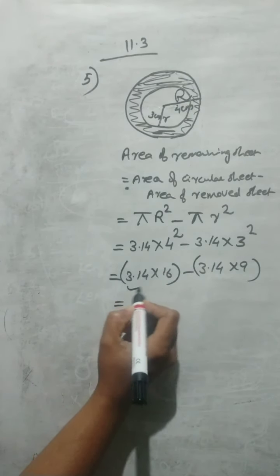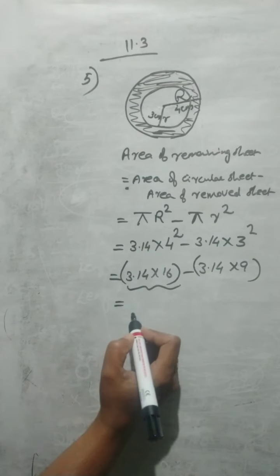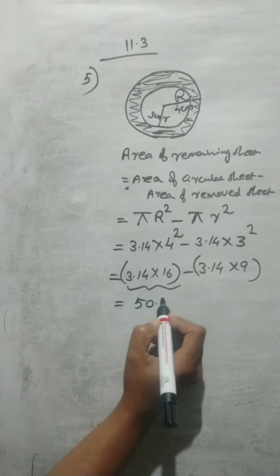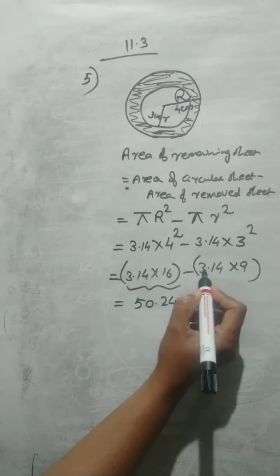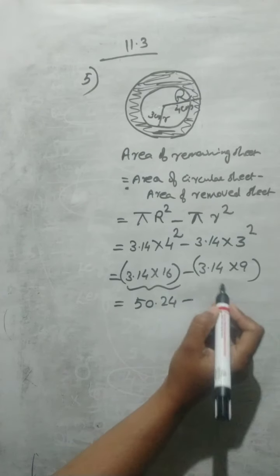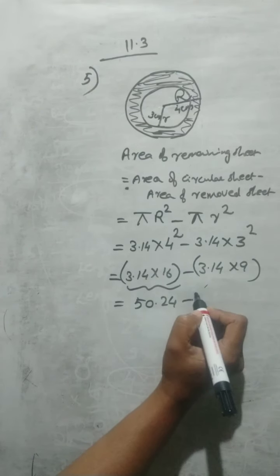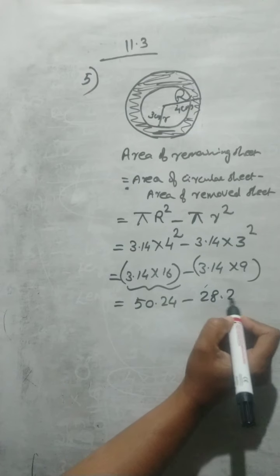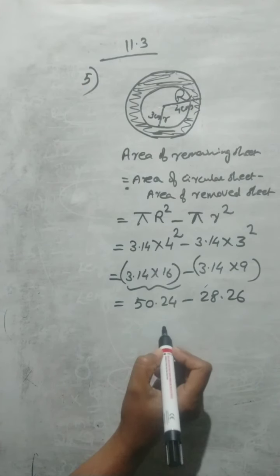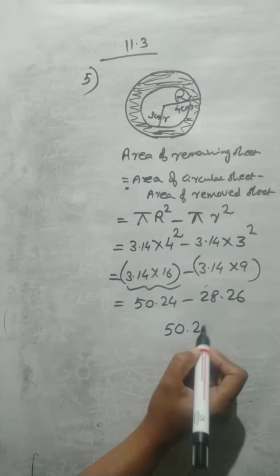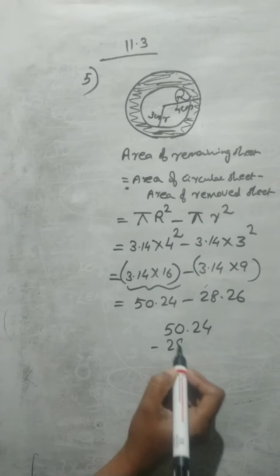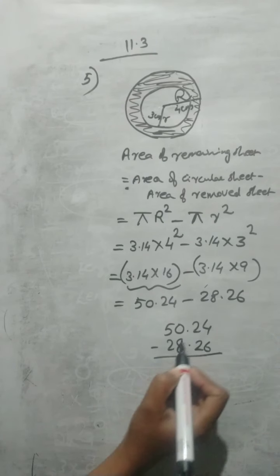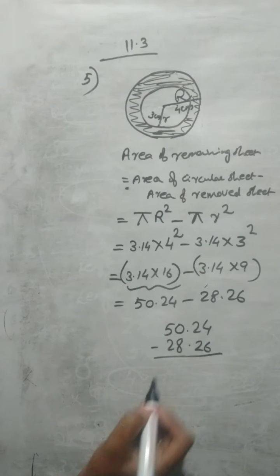The answer, when we are multiplying by 16, we will get 50.24. Then 3.14 multiplied by 9, the answer is 28.26. We can subtract this one: 50.24 minus 28.26.